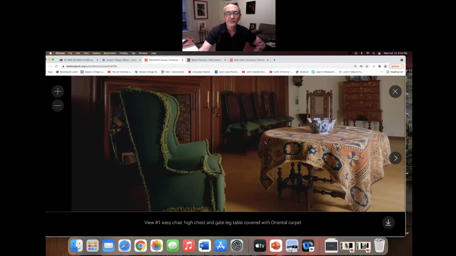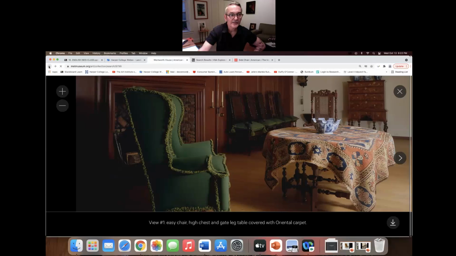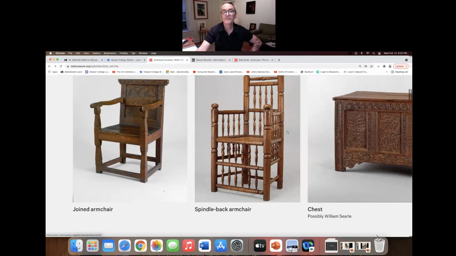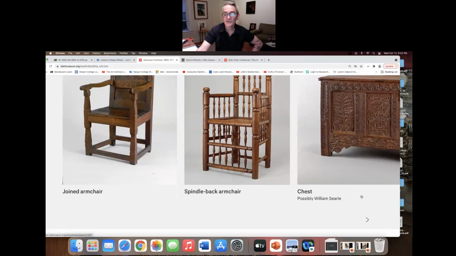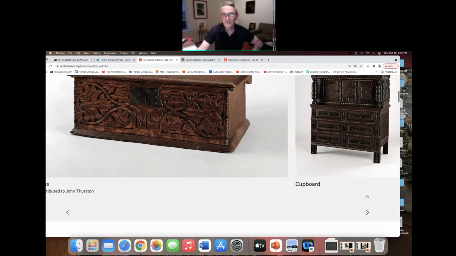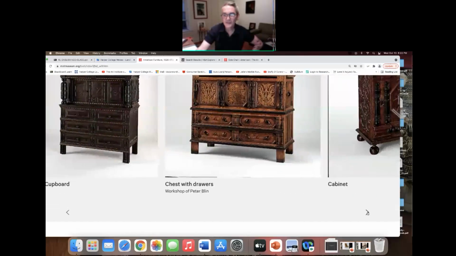Okay. So here you see this wingback easy chair, a type of chair that appeared in the English colonies. So we're talking about English colonies that eventually became the United States here.